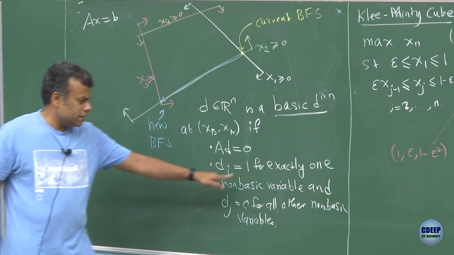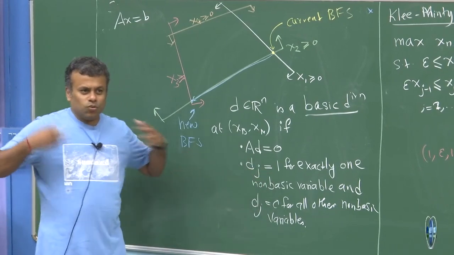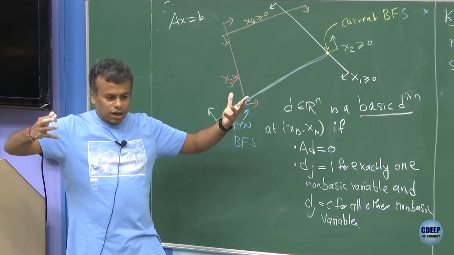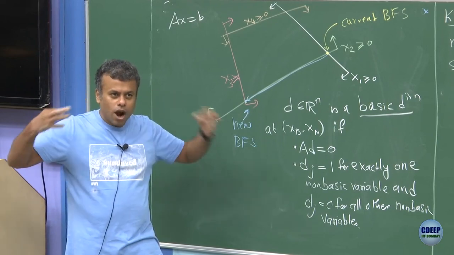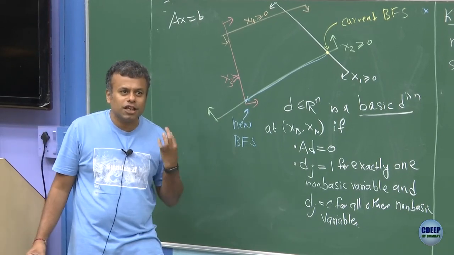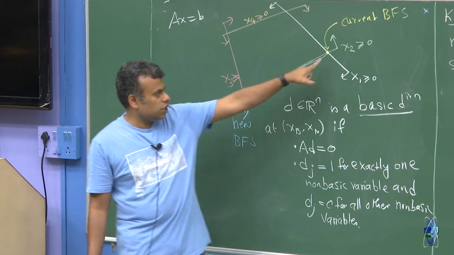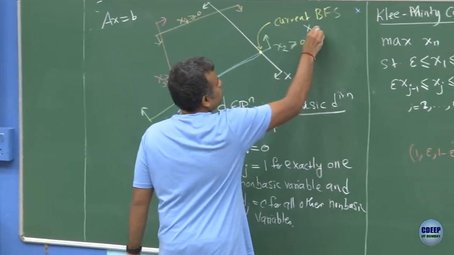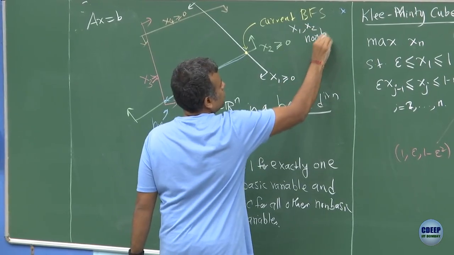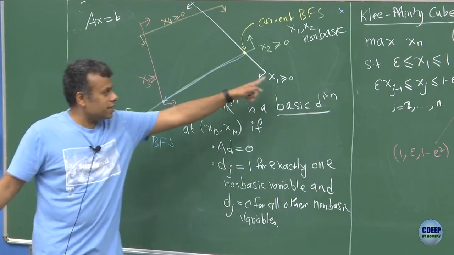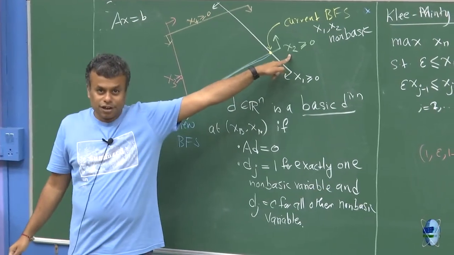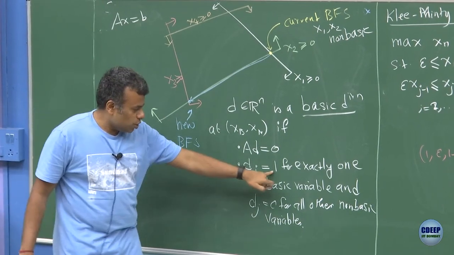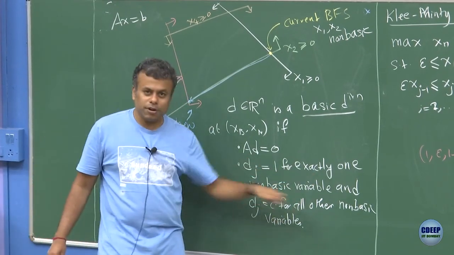So what do we mean? We mean that I want to take one non-basic variable and increase it. I don't want to increase several non-basic variables simultaneously. I'm not that smart. I only want one non-basic variable to increase at a time while maintaining all other non-basic variables equal to 0. So think of this here. I only want to increase x1. So here x1 and x2 are non-basic. I want to increase x1 but not any other non-basic variable. So I'm maintaining x2 equal to 0 while increasing x1. That's why dj is 1 for exactly one non-basic variable and 0 for the others.